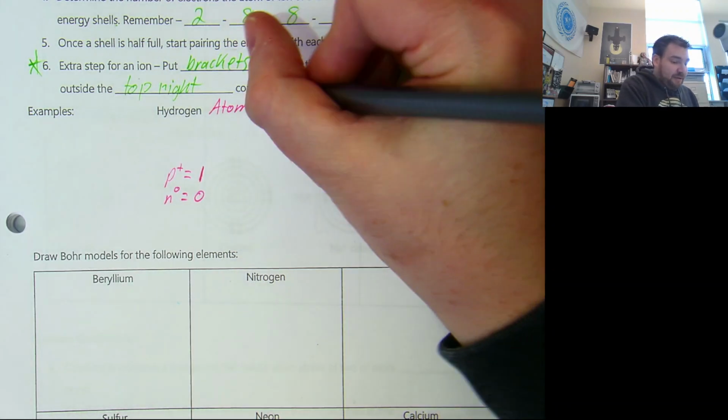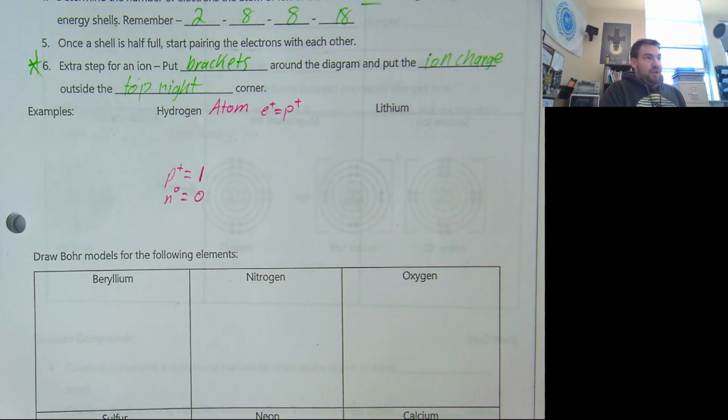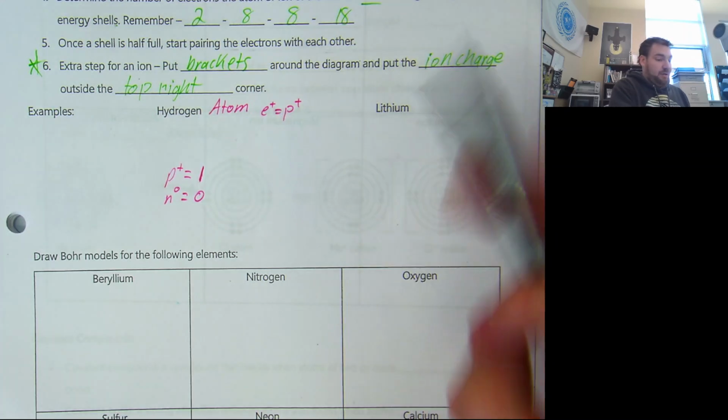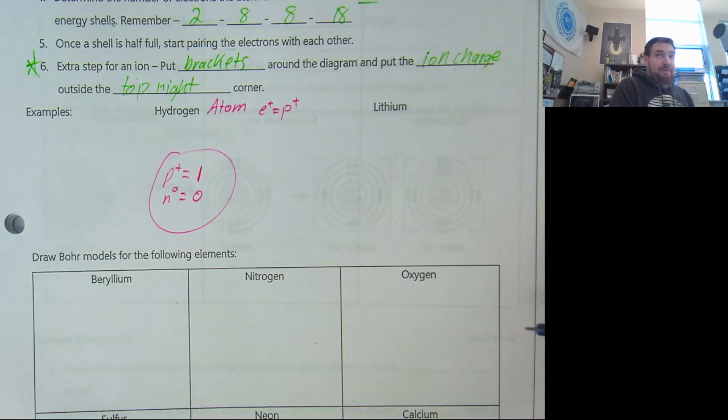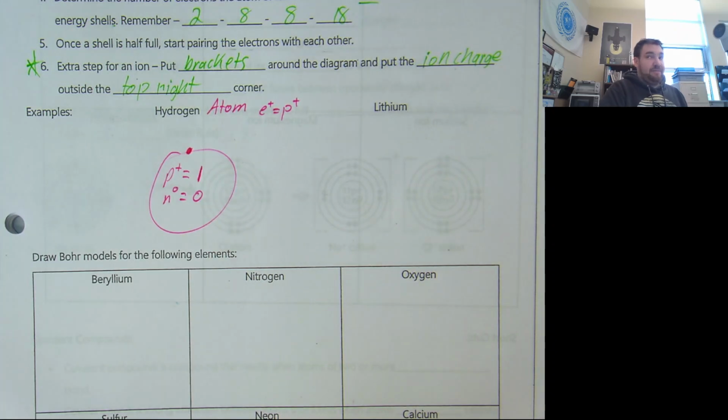In an atom, the electrons equal the protons. So an atom of hydrogen is going to have how many electrons? 1. So I put my first electron in my first shell, and we're done.